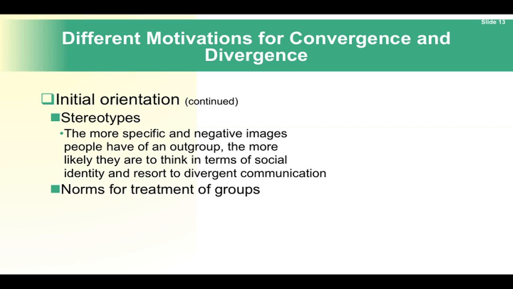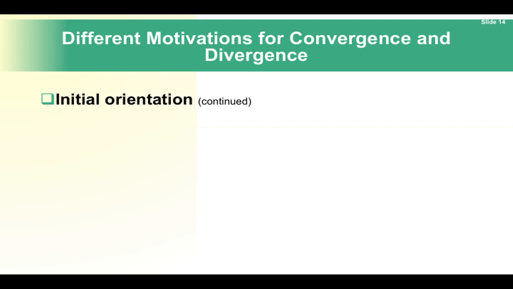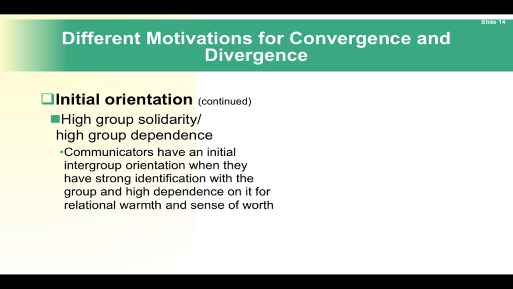There are norms for the treatment of groups. Norms are expectations about behavior that members of a community believe should or should not occur in particular situations. High group solidarity and high group dependence. Communicators have an initial intergroup orientation when they have strong identification with the group and high dependence on it for relational warmth and sense of worth.